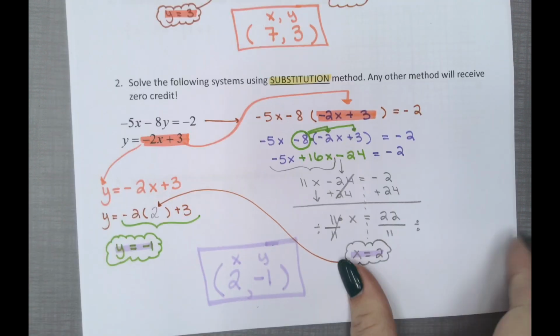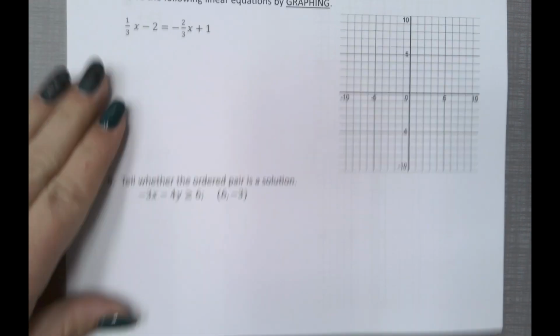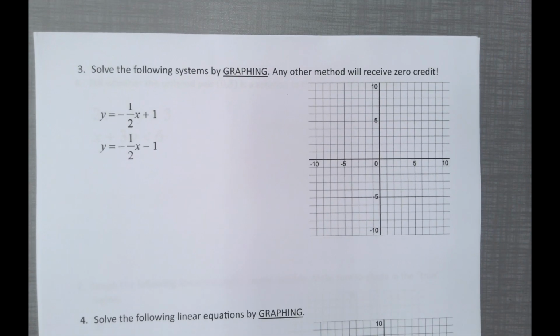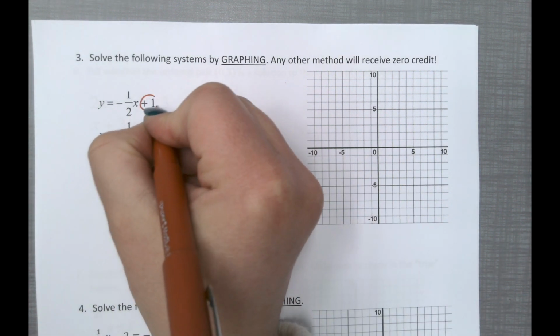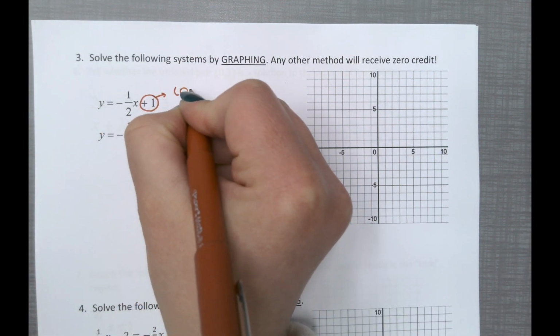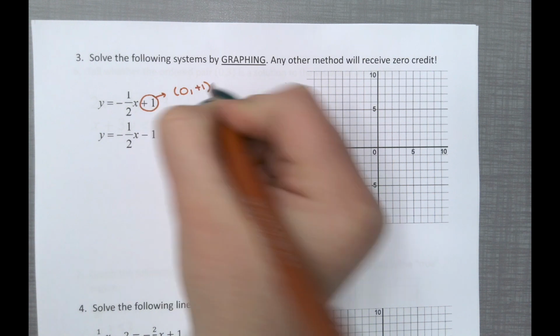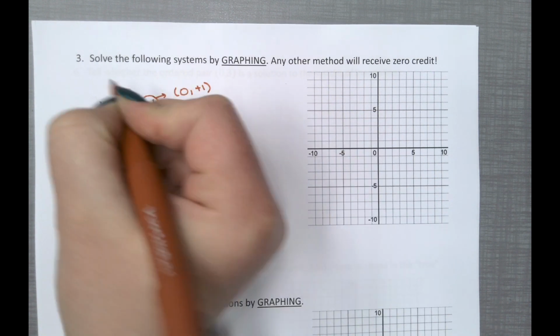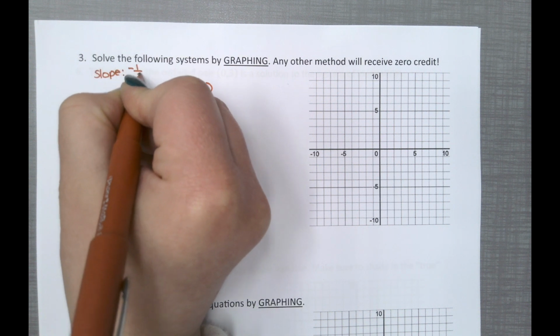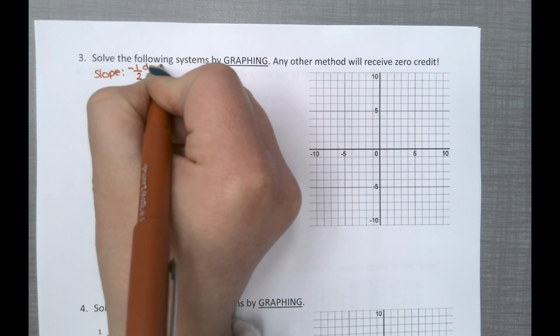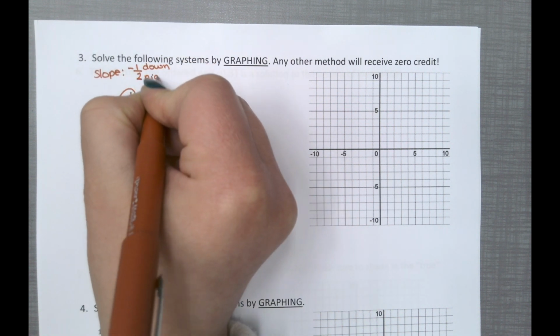Okay, moving forward, we got question number 3. Question number 3 is saying solve the system by graphing. Any other method will receive 0 credit. This one is already provided to you in slope-intercept form, so we're just going to graph this. Remember, this is our y-intercept. Make sure you take the symbol with it. And here's our slope. We have a slope of negative 1/2 here, so we're going to go down 1 and to the right 2.